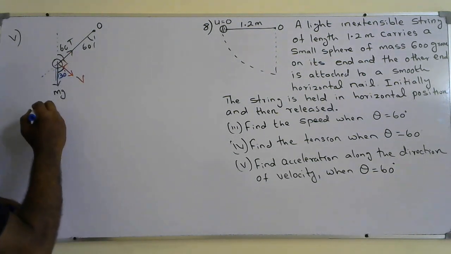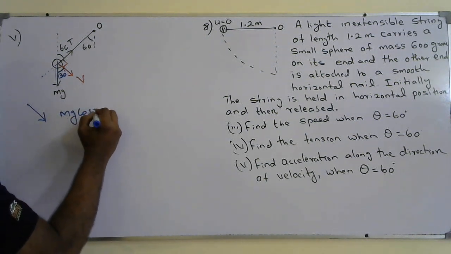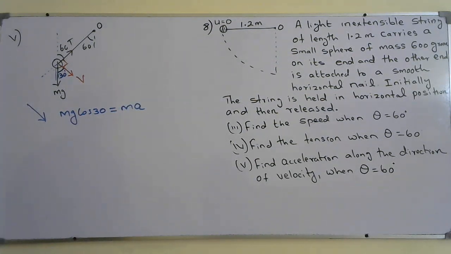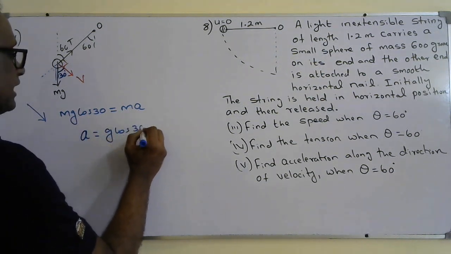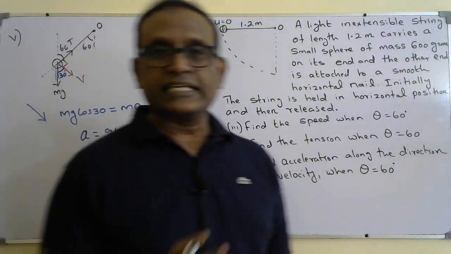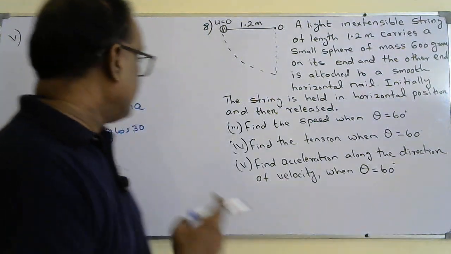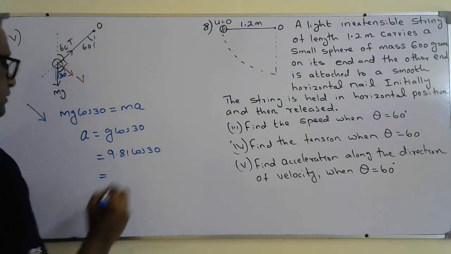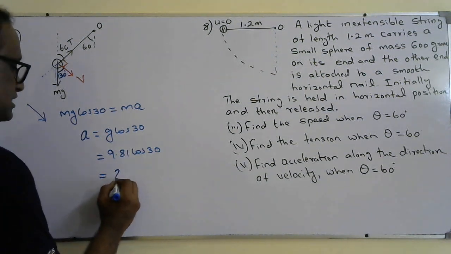This is vertical. So along the tangent, the resultant force mg cos 30 is equal to ma. So m and m get cancelled. A is going to be g cos 30. That's the acceleration at that instant when the string makes an angle 60 degree with vertical. The acceleration along the tangent will be this one. So 9.81 cos 30, that will be 8.50 meter per second squared.